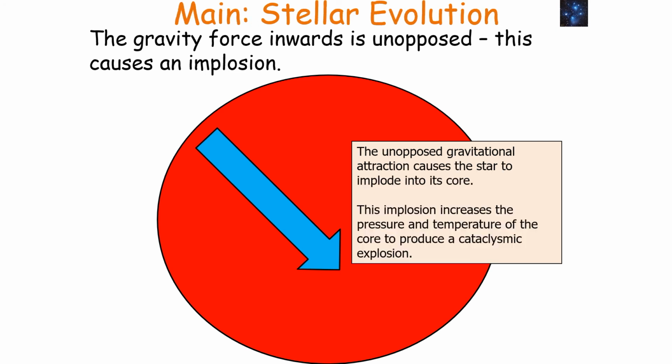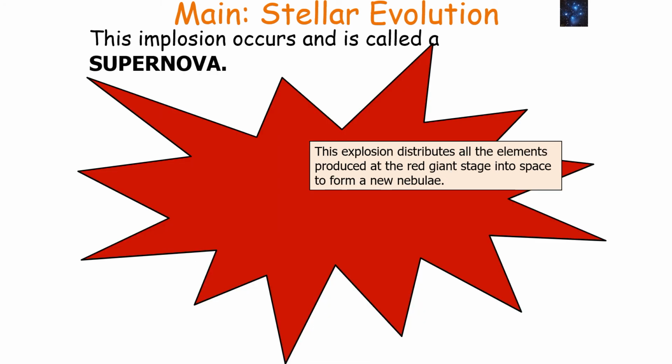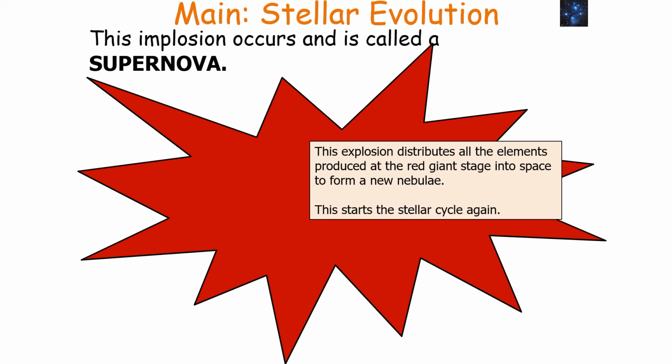So the unopposed gravitational attraction causes the star to implode into its core, and this implosion increases the pressure and temperature of the core to produce a cataclysmic explosion, which is a supernova. Now this explosion distributes all the elements produced at the red giant stage into space to form a new nebulae, so it starts the stellar cycle again.